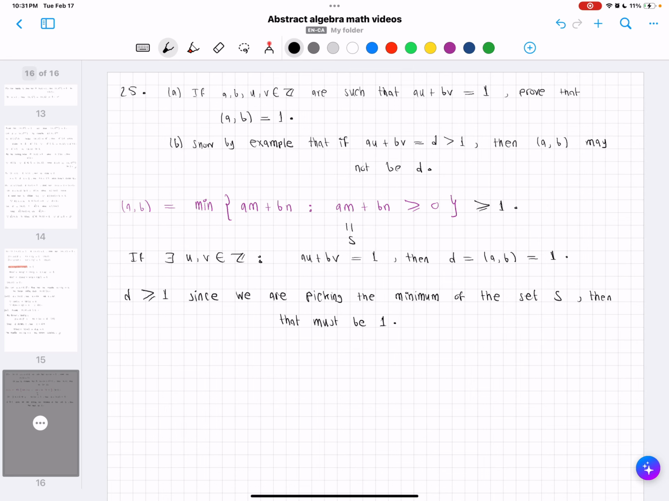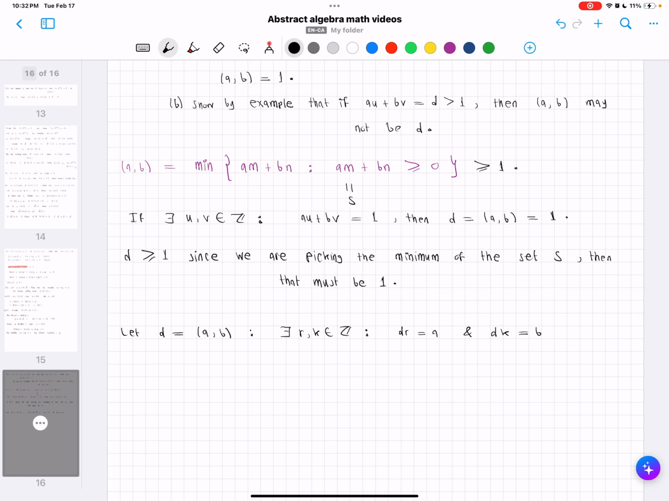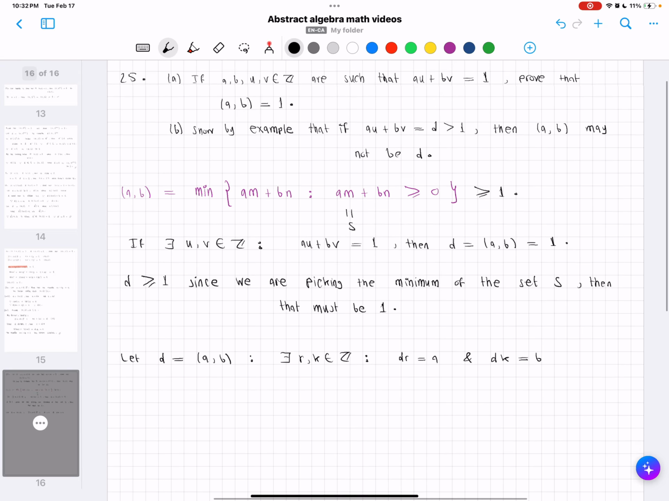Let's see a different way that we could do this. So let D be the GCD of A and B. Then because D divides A and D divides B, there exist an R and a K inside of the integers such that D times R is equal to A and D times K is equal to B. So then it follows that you can write A as D times R times U, plus B as D times K times V, which is equal to 1.